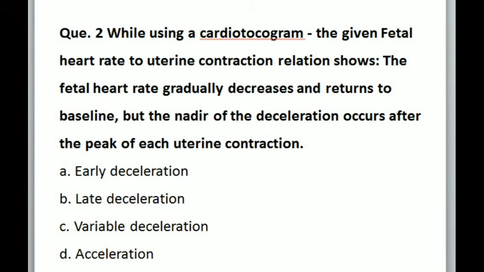Q2. While using a cardiotocogram, the given fetal heart rate to uterine contraction relation shows the fetal heart rate gradually decreases and returns to baseline, but the nadir of the deceleration occurs after the peak of each uterine contraction. A. Early deceleration. B. Late deceleration. C. Variable deceleration. D. Acceleration. Correct option is B. Late deceleration.